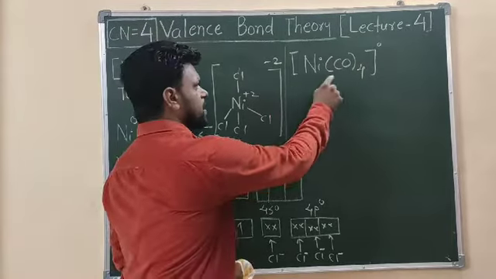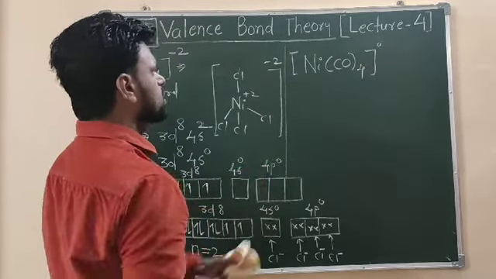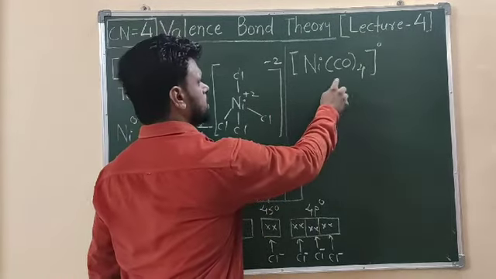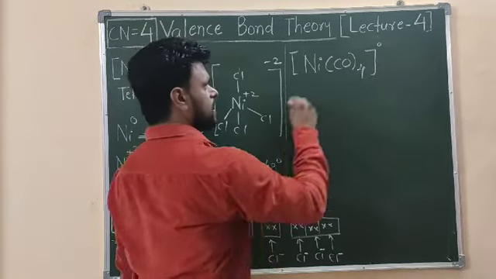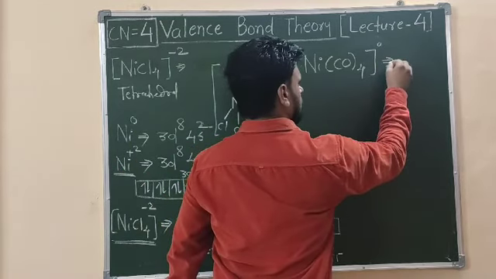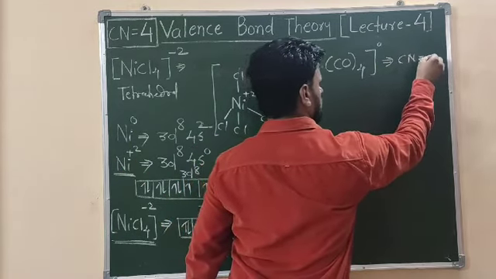Now, in the next, let's discuss this complex. This is the tetracarbonyl nickel complex. In this complex, we also have a coordination number equal to 4.